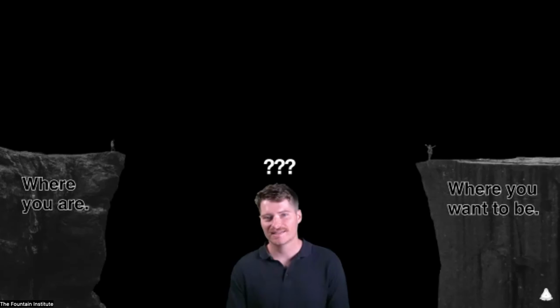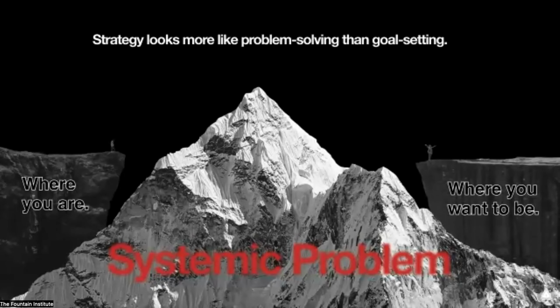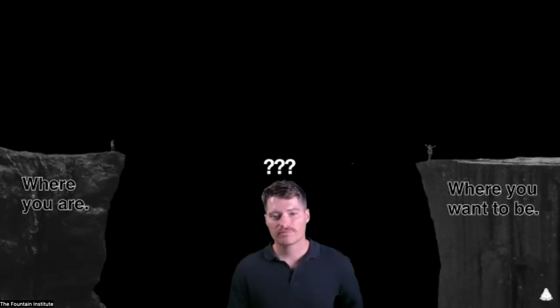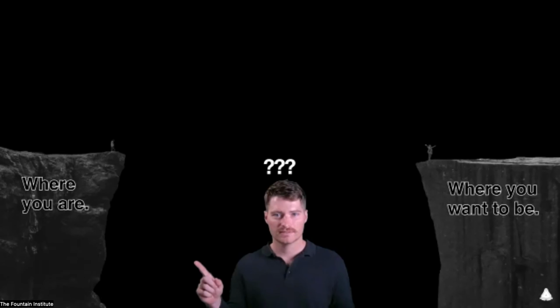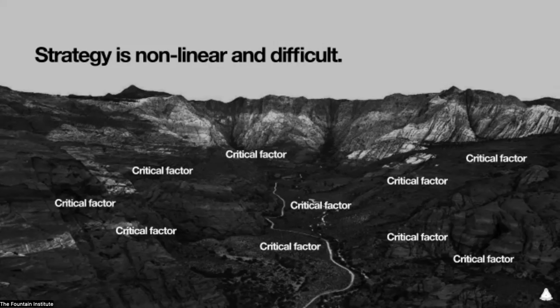So it's not necessarily like a gap you're trying to cross. You're not necessarily trying to cross a bridge here with some fancy words and sentences in a doc. Mostly you're trying to overcome a giant systemic problem. So strategy looks a lot more like problem solving than goal setting. And the problem with thinking of it like this is that you think there's only one way across this, when that's not the case at all.